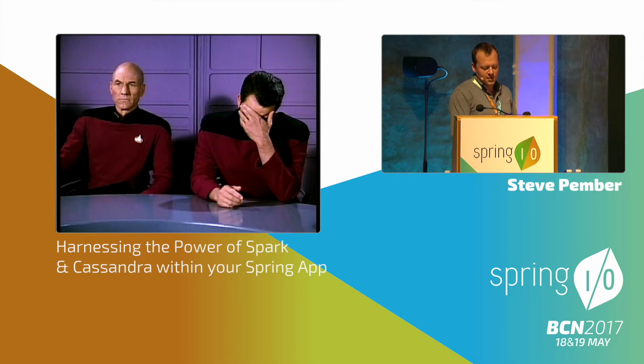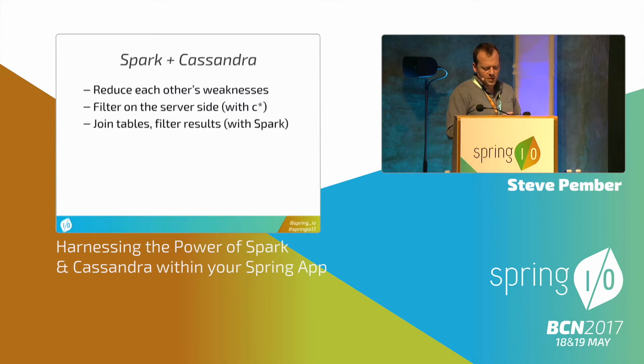Cassandra, again, the general weaknesses of NoSQL apply. One of the worst here being that Cassandra, again, doesn't allow for joins across tables. It's very light on aggregation functions. But together, they reduce each other's weaknesses.